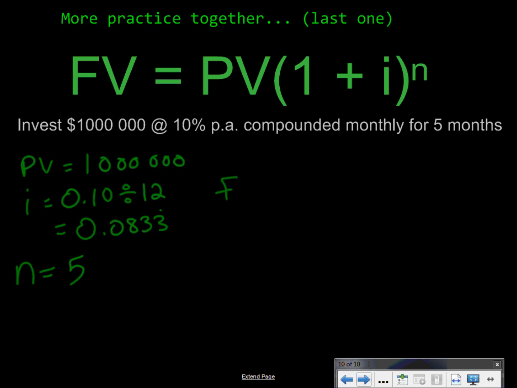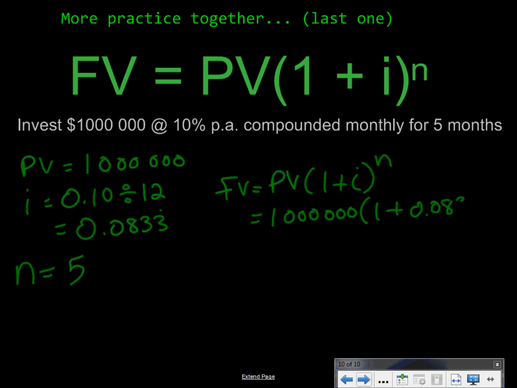So future value is equal to present value, 1 plus I to the n. So $1 million, 1 plus 0.0833 to the exponent 5. It's $1,491,913 and 75 cents. Imagine getting that much money. Well, could you imagine having $1 million pre-tax, right?